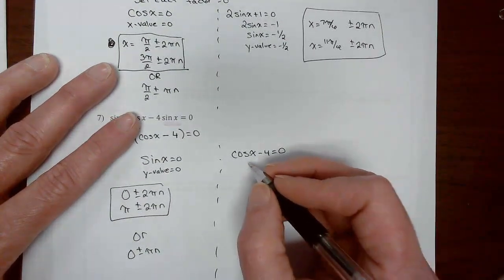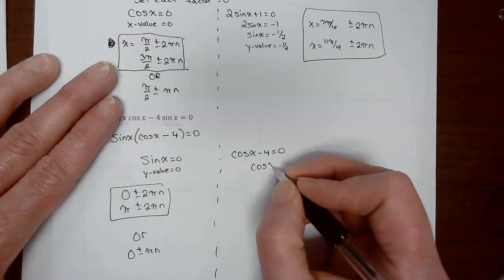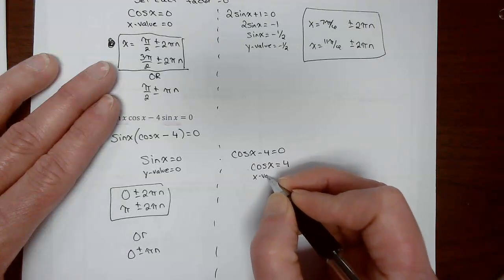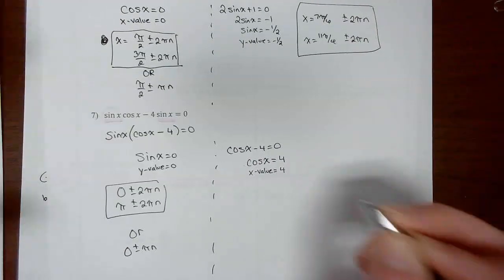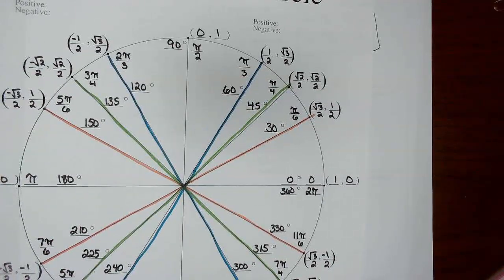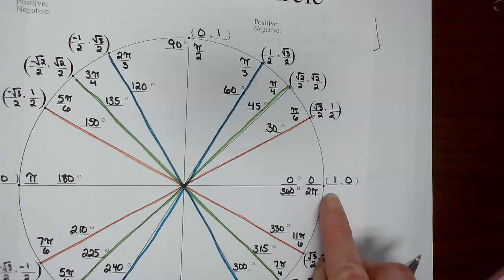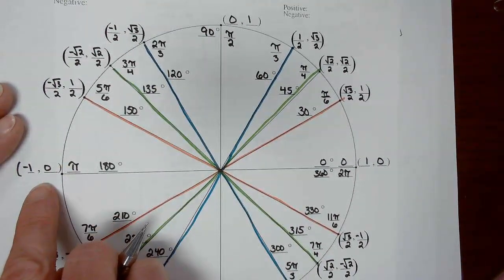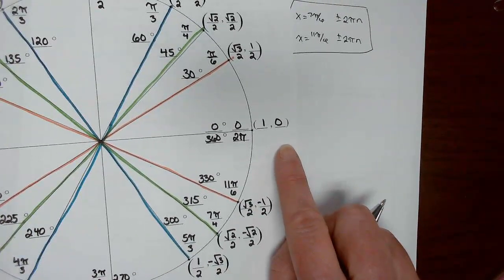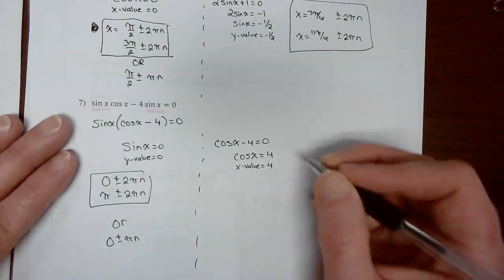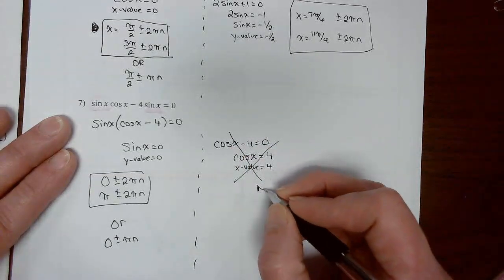Now the next one, if we solve for cosine x, we get cosine x equals 4. So we're looking for when an x value is 4. Wait a minute. My x value is only a 1 here. 0. -1. I don't ever get past 1 because my radius is 1. So it's never going to happen. So this is a no solution on this side.